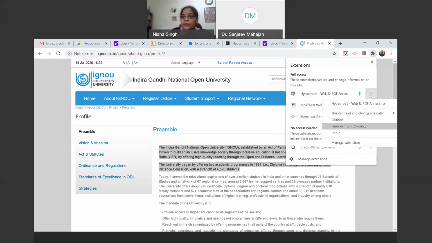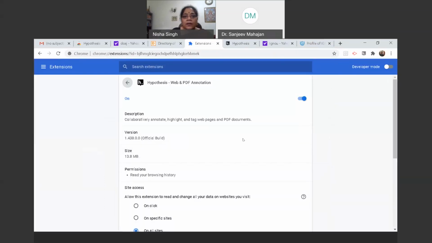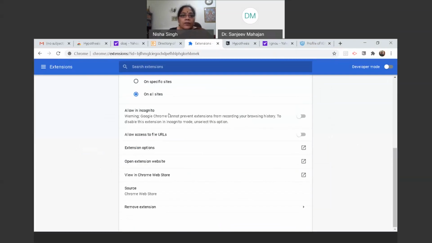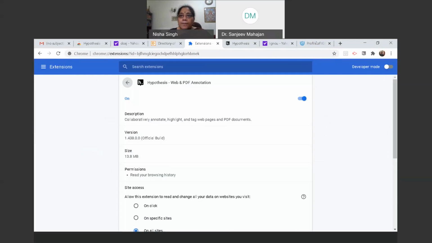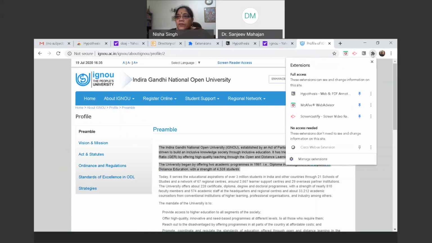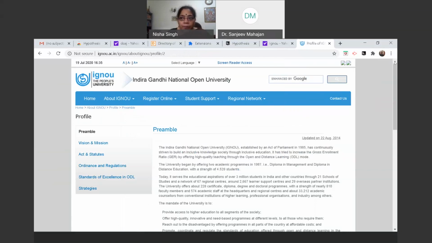Options available: remove from home, no. Unpin, manage extensions. Yeah, it's working, I don't know why. Allow incognito, allow access to file URLs. Okay, fine, I'll just allow that. Let me just refresh it. This is there, and then if I try this, a pop-up window should come from here.